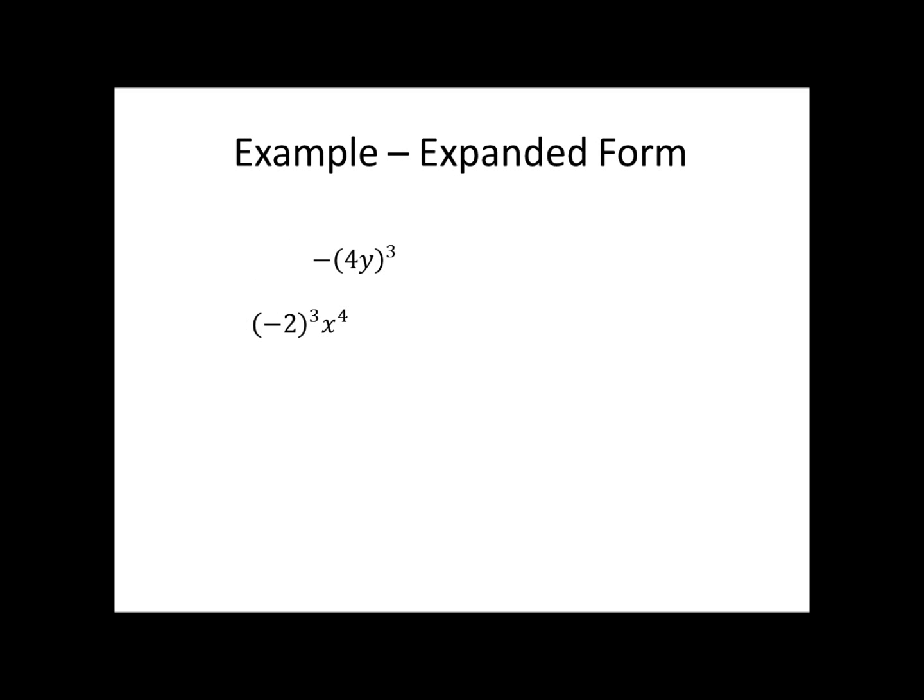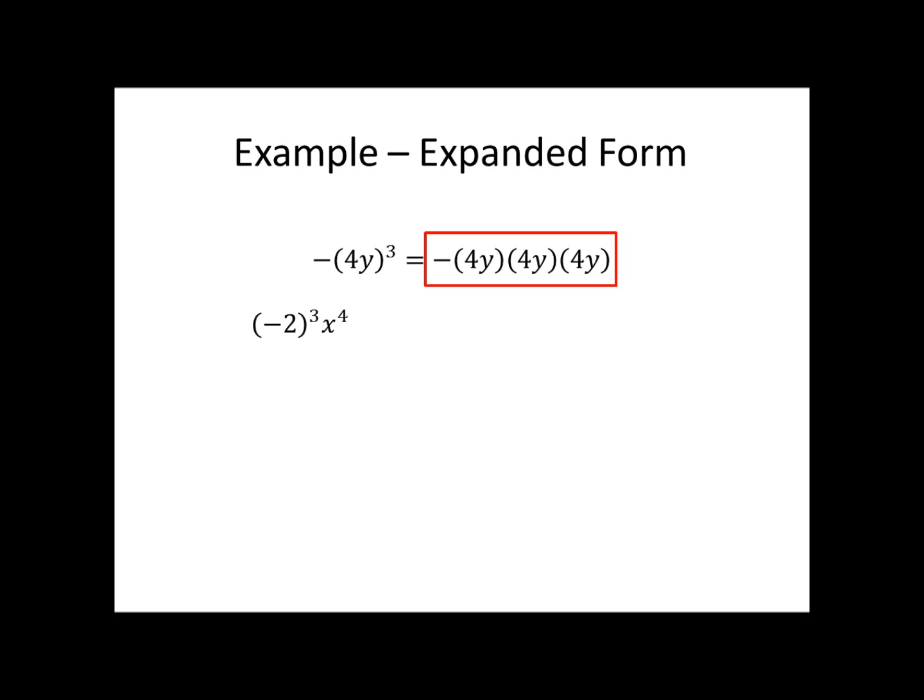Let's do some examples. Now remember, these examples are great notebook quiz questions. Write these down. Now we want to write this first example in expanded form. Pay attention to what's getting cubed. The negative is not getting cubed. Is the 4 getting cubed? Yeah, it's in parentheses. So that 4 gets cubed with the y, so we have negative 4y times 4y times 4y.